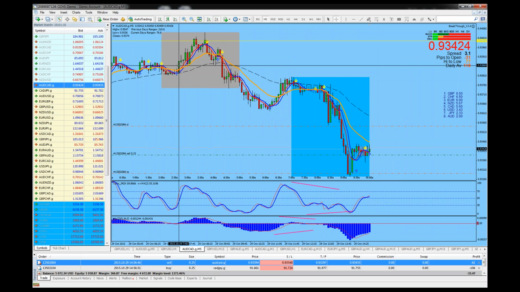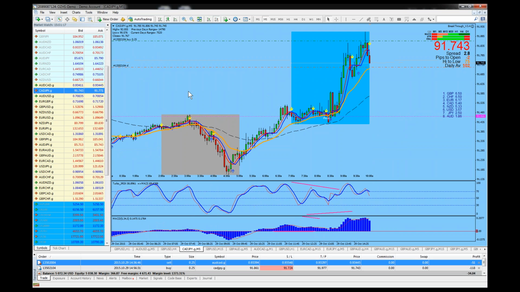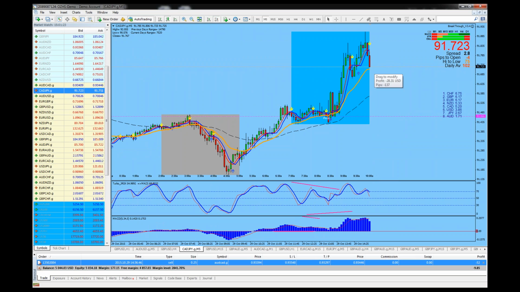And again, my primary impetus for taking this is that we've got quite a bit of room left on this Aussie CAD. And on CAD yen, we had some room left also. So that's going to tag us. Should have tagged us already. Okay.